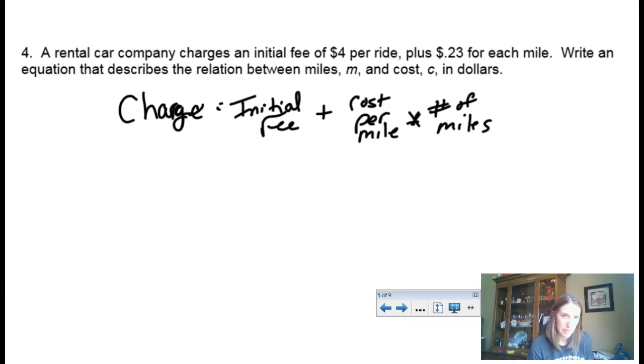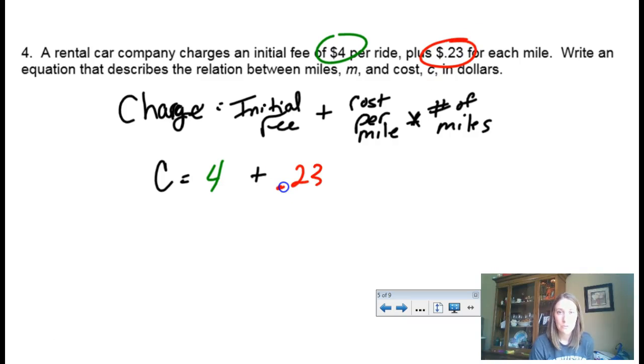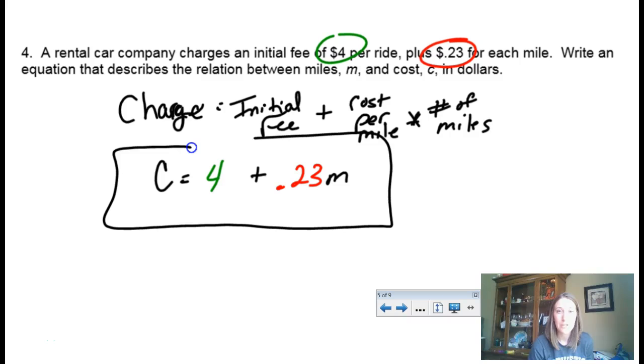So I'm going to skip the variable part because I know a few things. In particular, I know that the initial fee is $4. And then I know that the cost per mile is 23 cents, so we're going to write that as 0.23. One thing I just need to point out is they told you what variables to use for number of miles and then the total cost. That's why I chose C there. Number of miles, they said to use M for miles. So there you go. And all I want is the algebraic equation that'll represent this situation, and that's what I have.